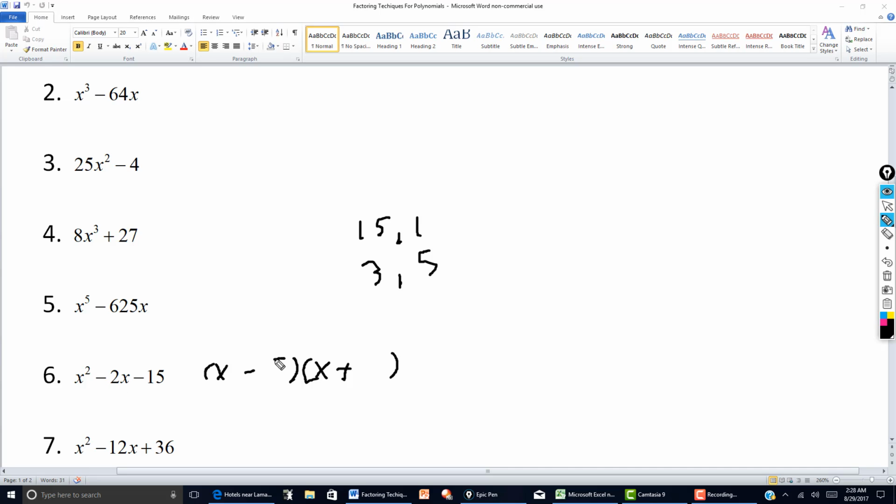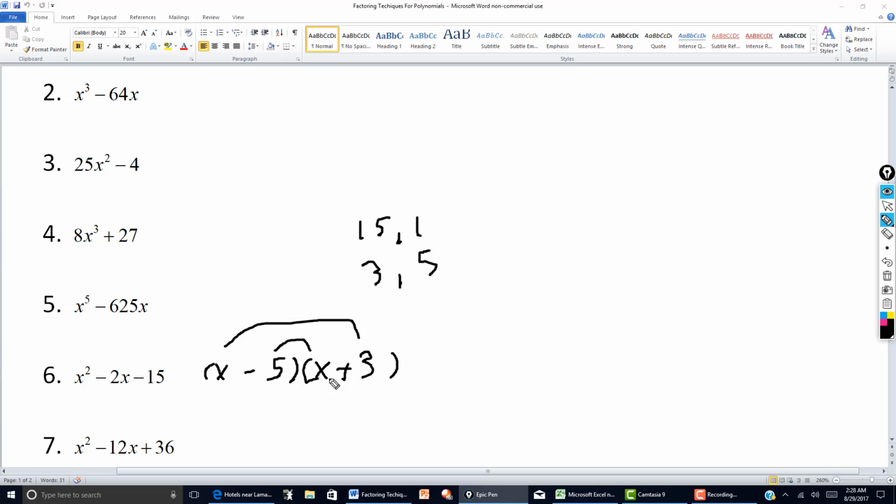So the only way that's going to work is if the 5 comes in here and the 3 comes here. Okay, so it works this way: x times x, and there's your x squared, minus 5 times 3 is a negative 15. And then we're going to multiply these two and these two, and they have to add up to negative 2x, and they do. Negative 5 times x is negative 5x, 3 times x is 3x, added up we get a negative 2x.